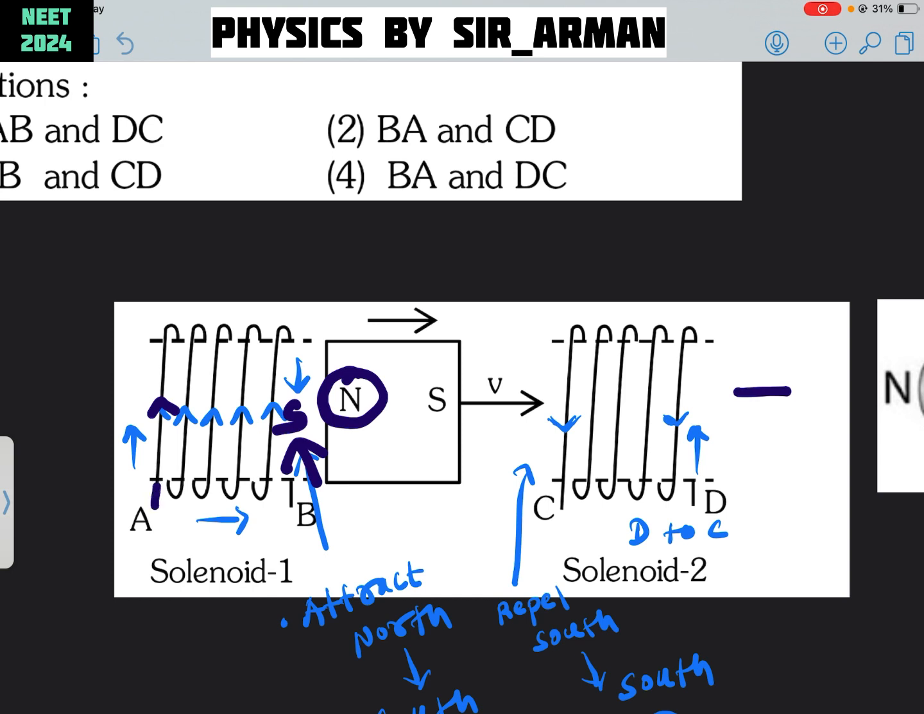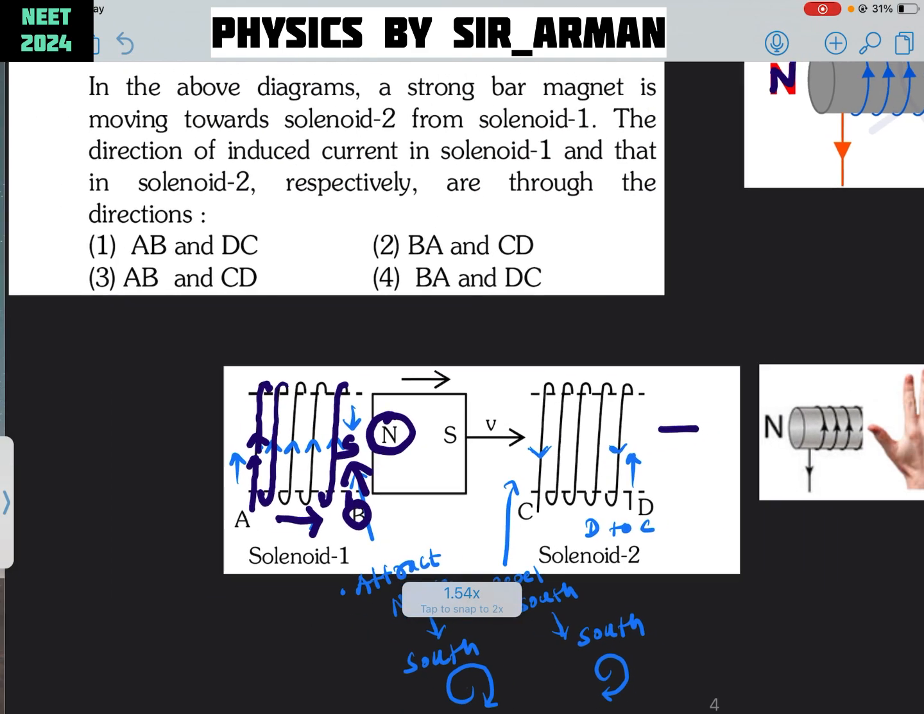The current is going from A, then going on the other side, again coming back, going to the other side. Similarly, the current is going towards the other side, and then from the other side it comes out of point B. So the direction of the induced current in solenoid 1 is from A to B.